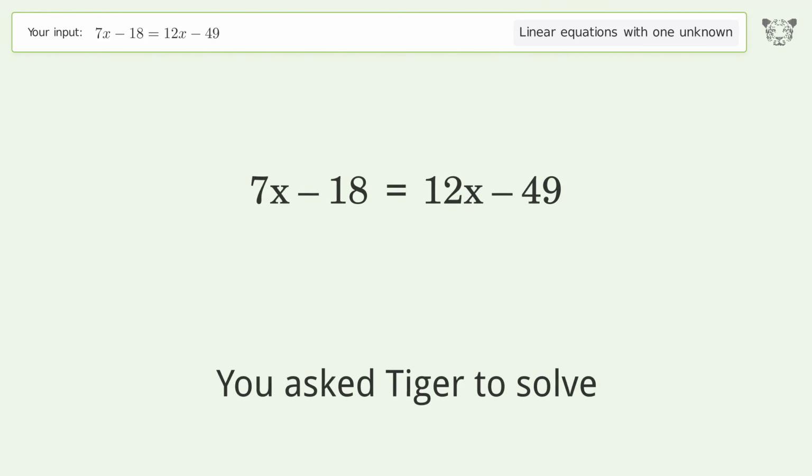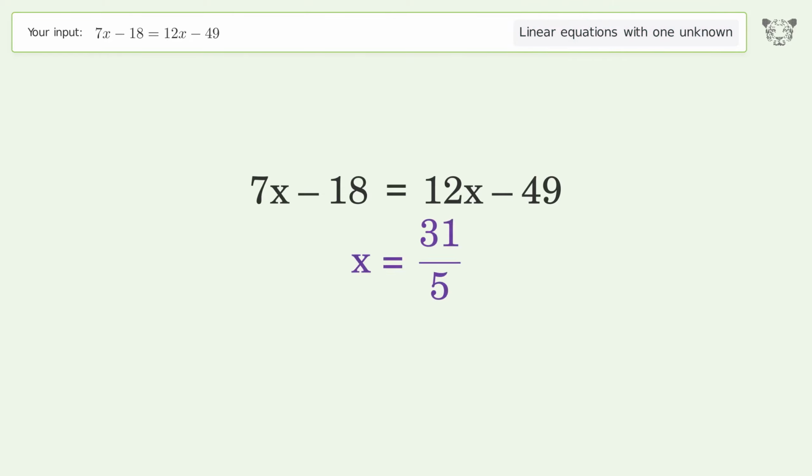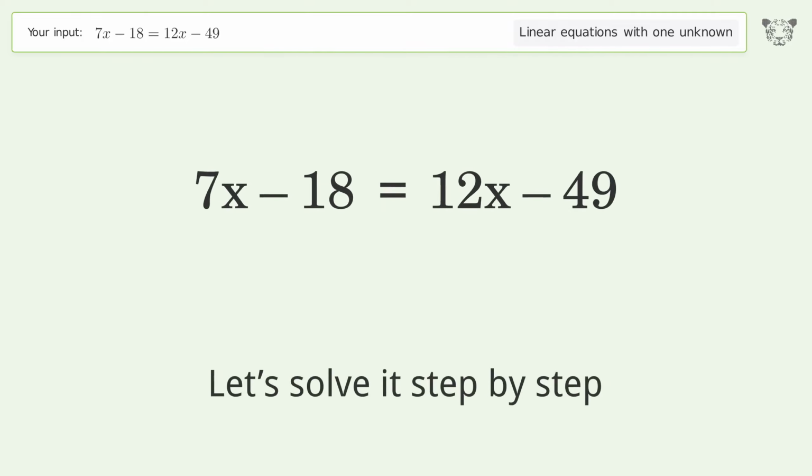You ask Tiger to solve this. This deals with linear equations with one unknown. The final result is x equals 31/5. Let's solve it step by step.